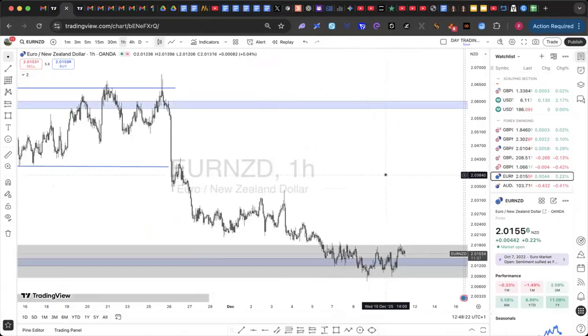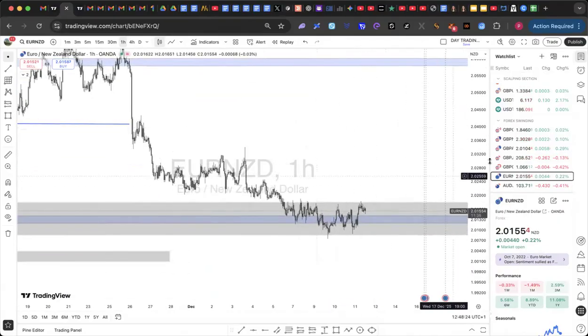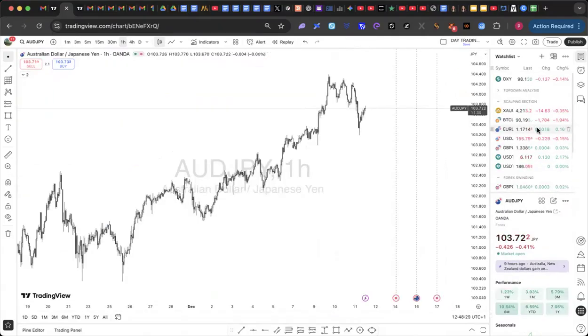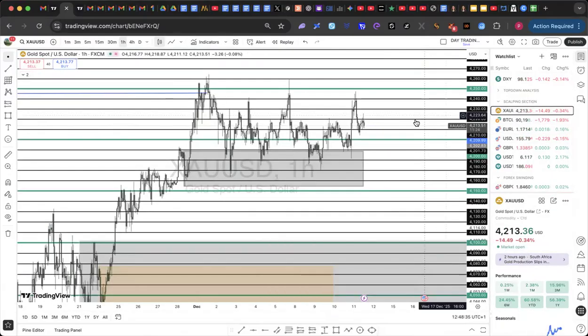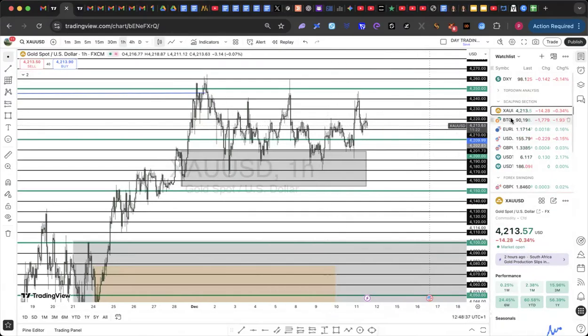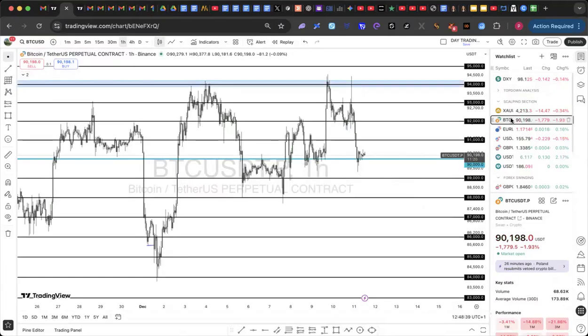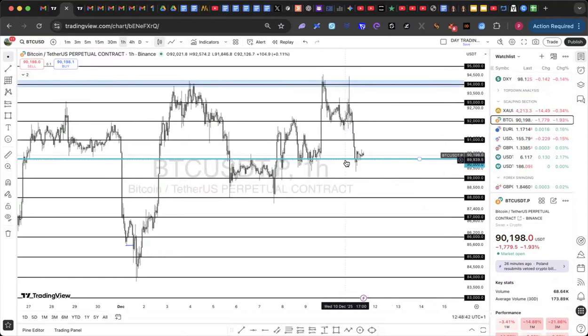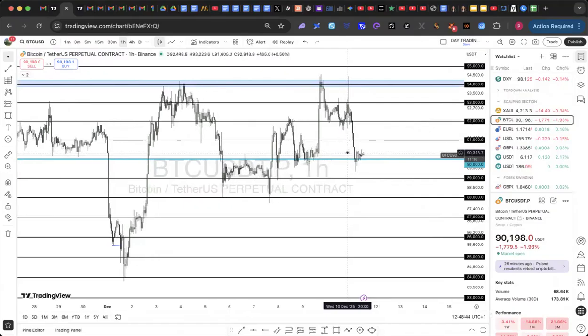This is one of the worst instruments I've ever seen. I've been there since Monday and they're doing nothing. These coins have been struggling.